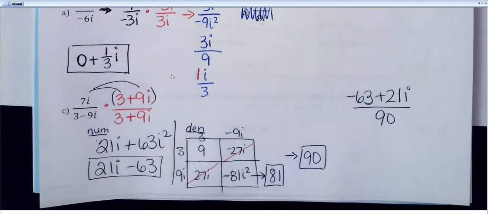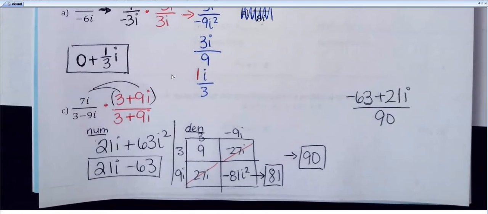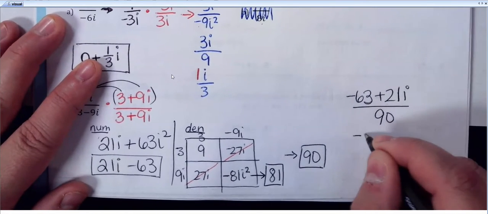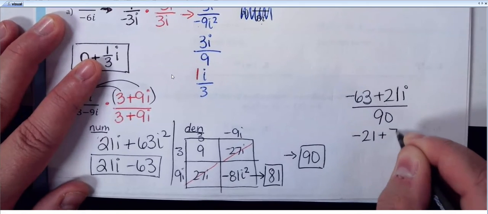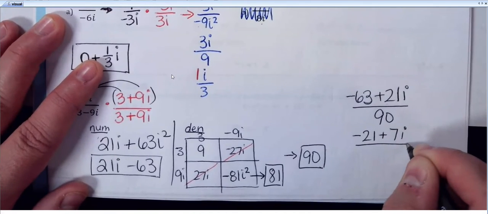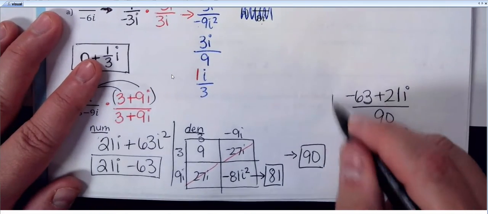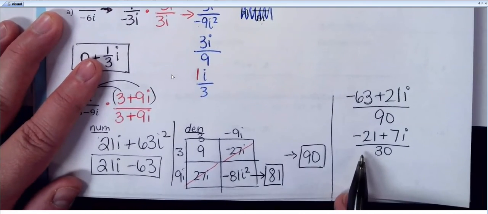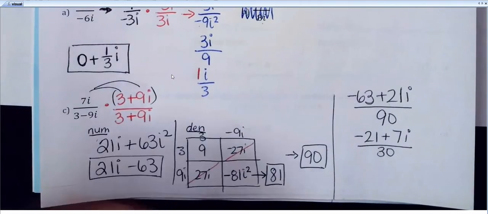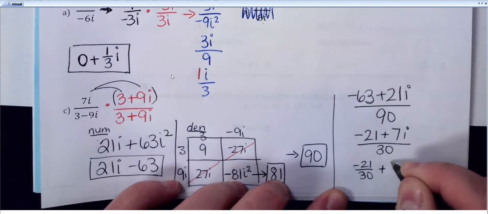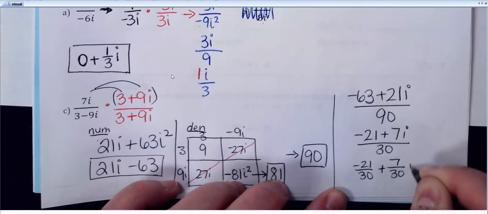Now, are all three of those numbers divisible by anything? 3. Okay, now it's got to be all three. If it's not all three, you can't do this. But all three of these are divisible by 3. So this is going to be negative 21 plus 7i over 30. Sorry, I had to think about that way too long. Okay, now I'm going to separate this and write this in that a plus bi format. So this will be negative 21 over 30 plus 7 over 30i.